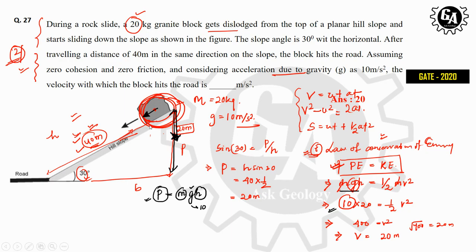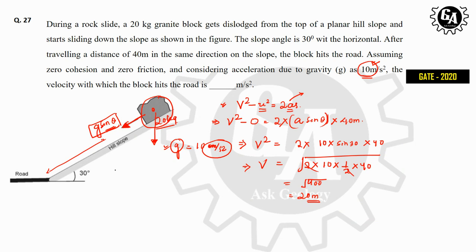If I am considering the motion along the inclined plane, then I will have to be a bit more careful, because the acceleration which is responsible for the motion of this granite body along this inclined plane is not pure g, it is one component of that g, that is g sin theta. That's why your a value will be different, but only then you can get the right answer. So there are two processes. Be very careful about this when you are using this formula or that formula.